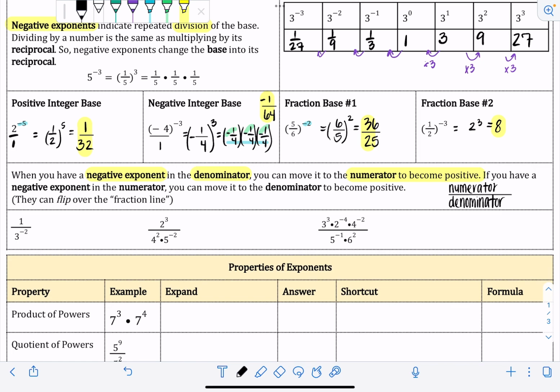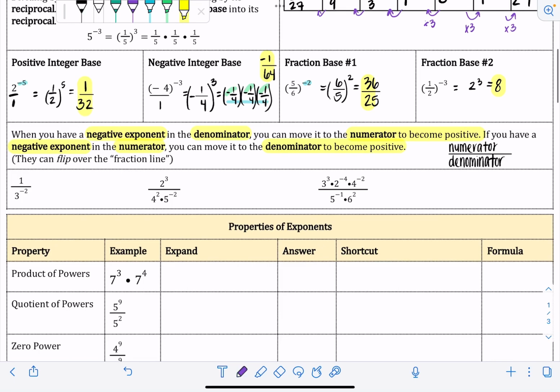Okay, and then it says if you have a negative exponent in the numerator, so on top of the fraction, you can move it to the denominator to become positive. So basically what that means in simpler terms, if you have a negative exponent, it just flips to the other spot. So if it starts on top, it goes to the bottom, and if it starts on the bottom, it goes to the top.